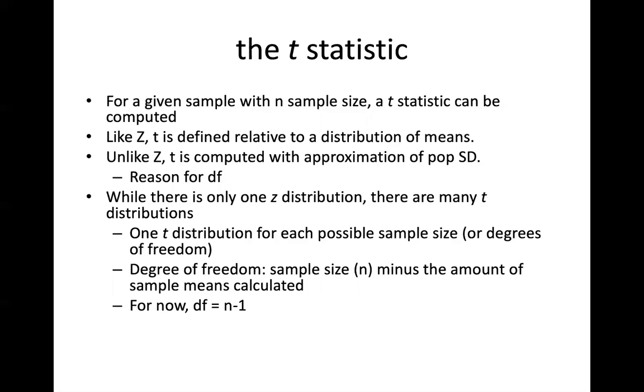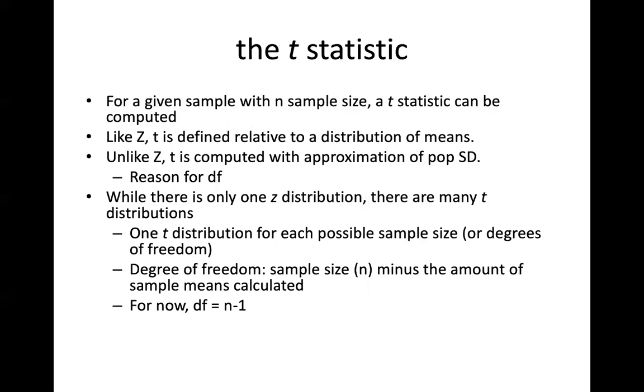But an important difference between T and Z: with Z, we always use the same distribution, the normal distribution, the same Z distribution, and it was defined based on that crazy, very long, complicated formula that I showed you a couple chapters ago. When we're dealing with T, there's literally an infinite number of different T distributions, and you have a T distribution for each possible degree of freedom.